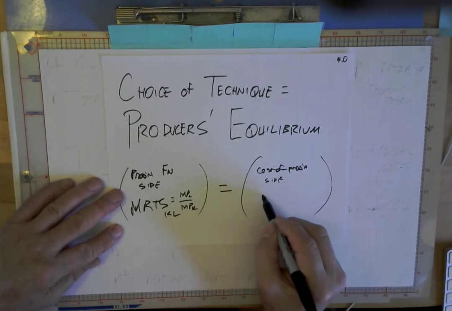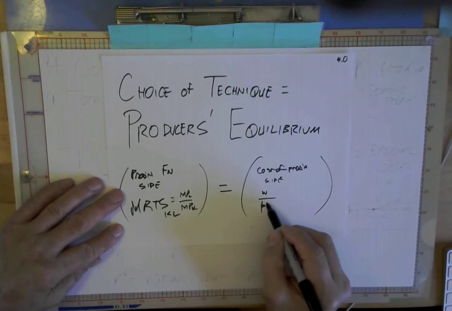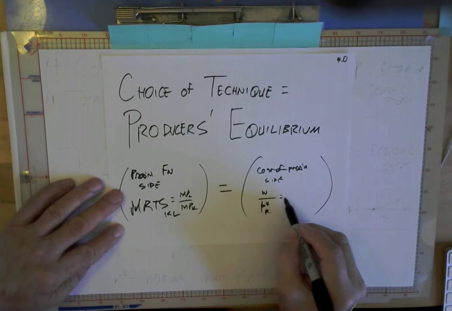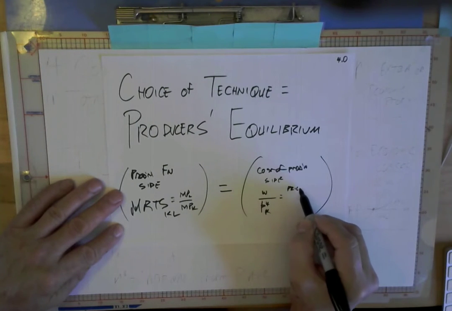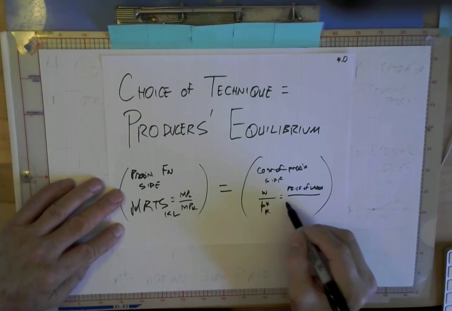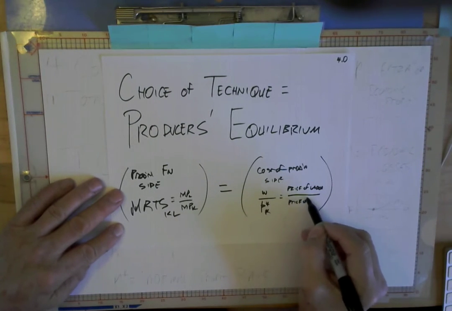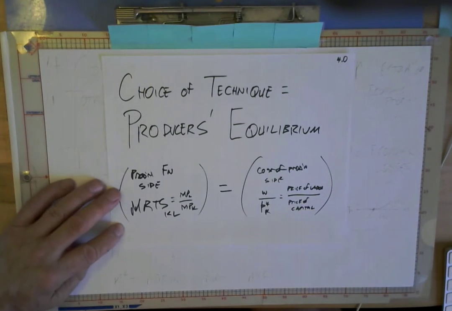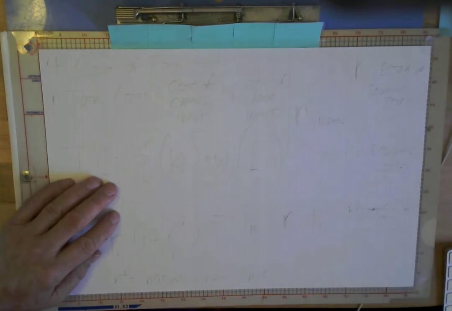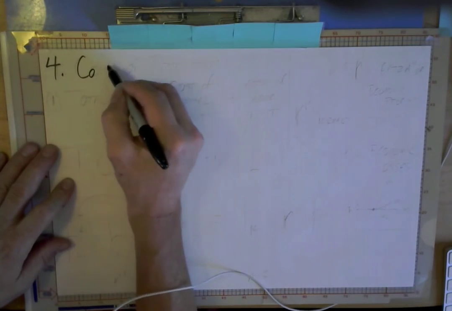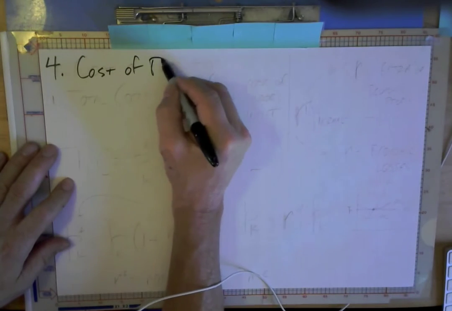This is going to then say that the marginal rate of technical substitution on the production side is going to be equal to the ratio of factor prices on the cost side, where W is the price of labor, and PK star is the price of capital. Really, it's the remuneration to labor and the remuneration to capital. We'll talk about that, and that's what we're going to do right now when we introduce the cost of production. So this becomes here 4. This is the cost of production.